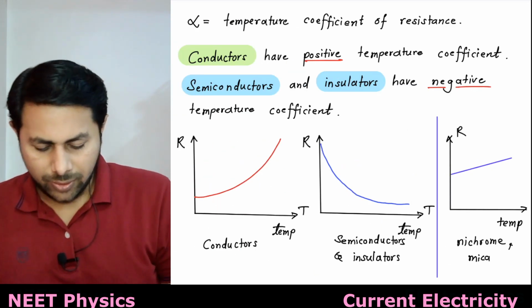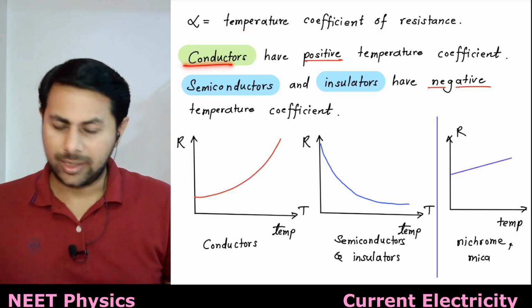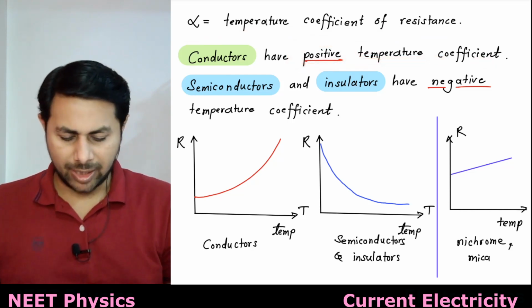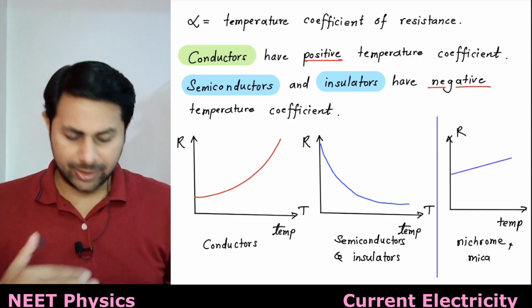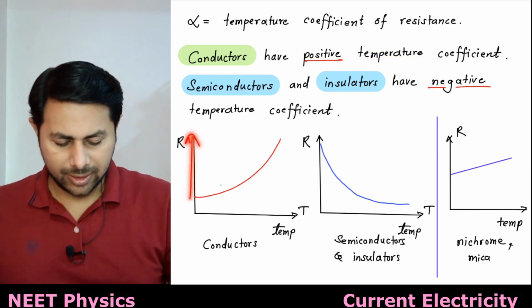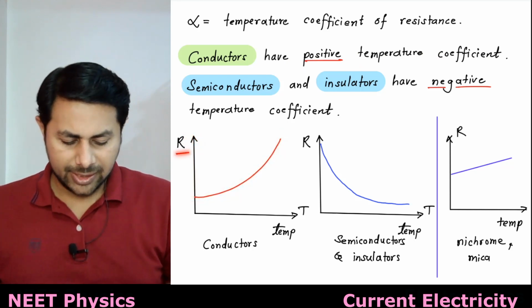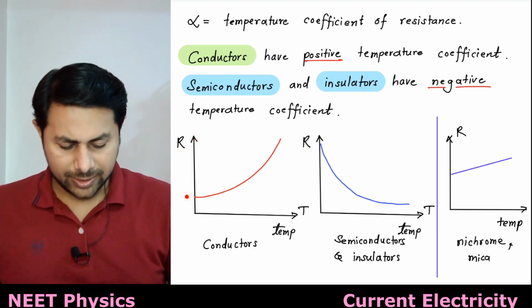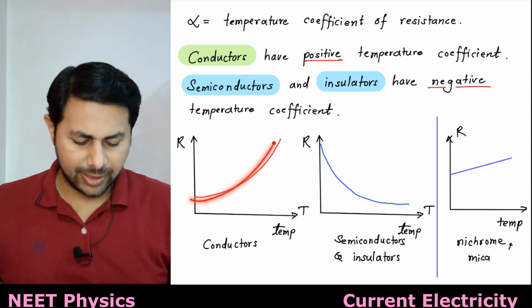Then, alpha is the temperature coefficient of resistance, and conductors have a positive temperature coefficient of resistance. That means alpha is positive for conductors. So as you increase the temperature, the resistance of conductors goes on increasing. The plot of resistance versus temperature, or resistivity versus temperature, for conductors looks like this. As you increase the temperature, resistance increases.